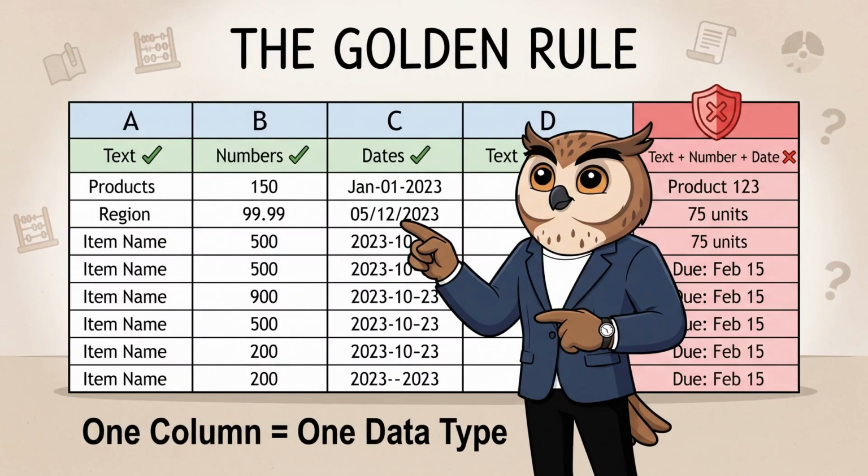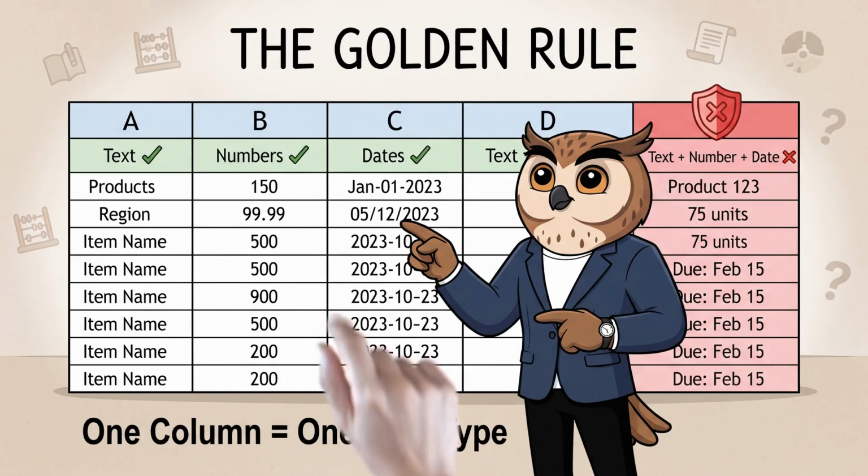If a column is designed for numbers, every value should be numeric. If it is designed for dates, every entry should be a date. Never mix text, numbers, and dates in the same column. Following this single rule will prevent many Excel errors before they happen.